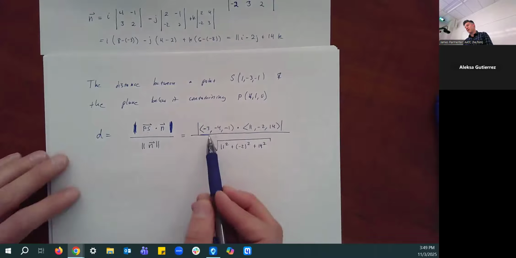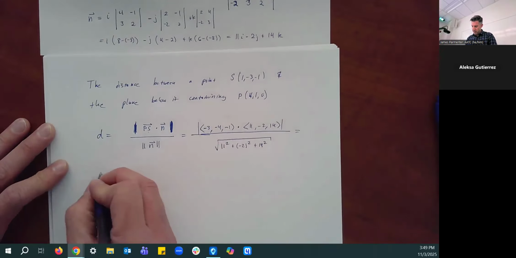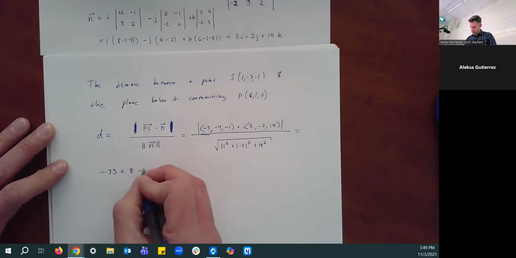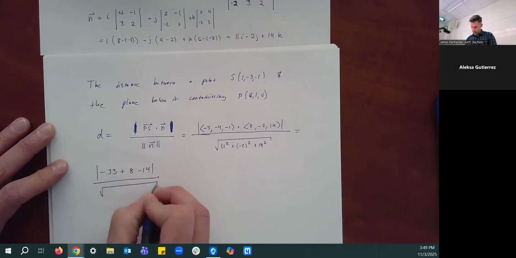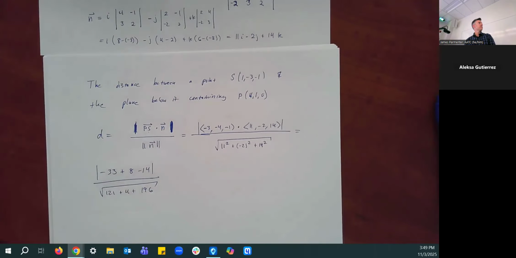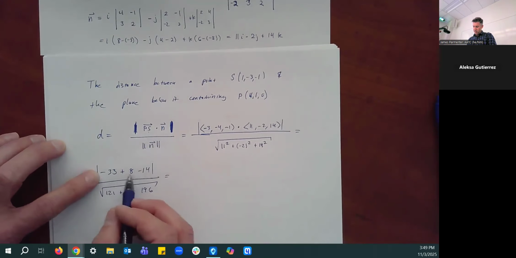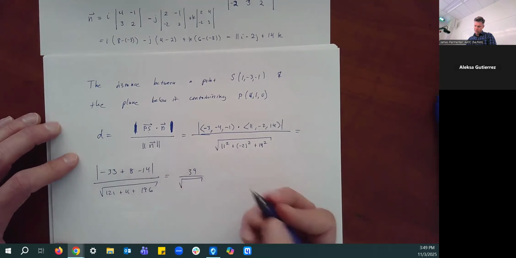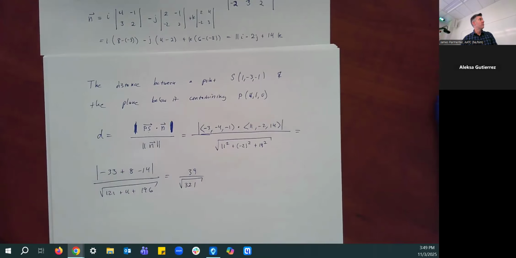I guess maybe I should calculate the dot product here and write it as -33 plus 8 minus 14. Throw some absolute values around that. Maybe stop there. But then if you have time, go to the end and say, okay, I've got -39. So 39 over the square root of 321. That can't be right. Yeah, that's right. Okay, cool.